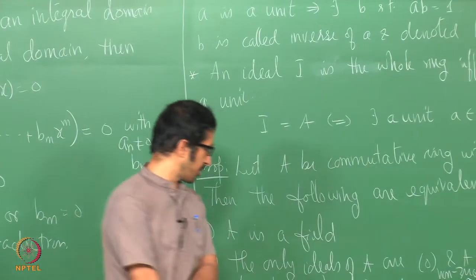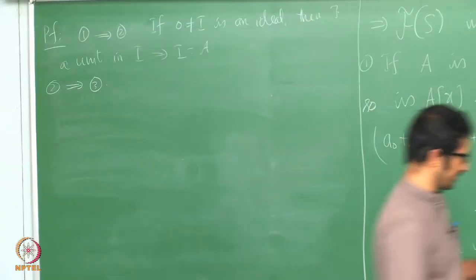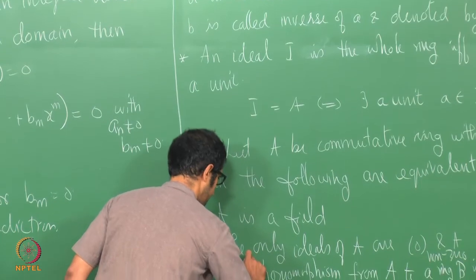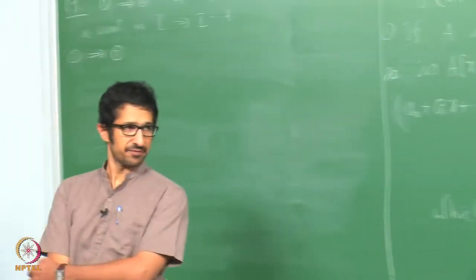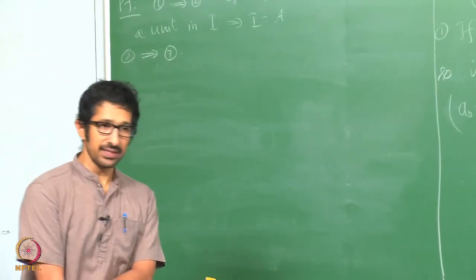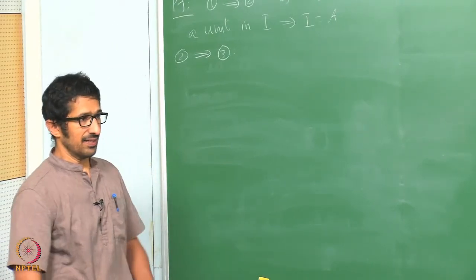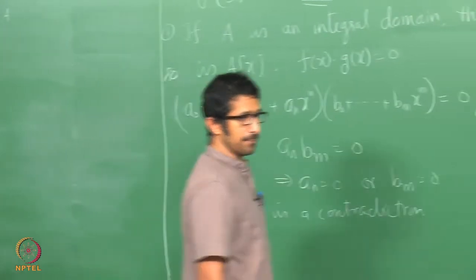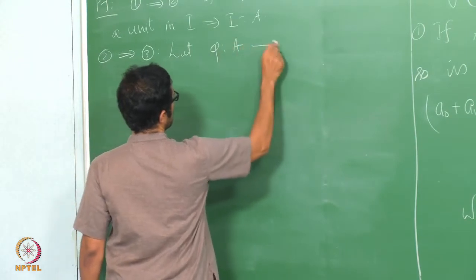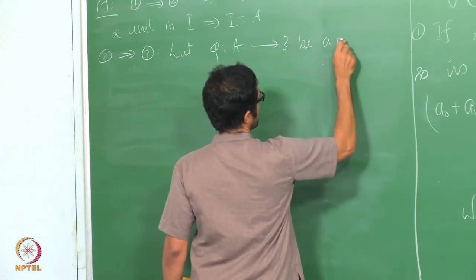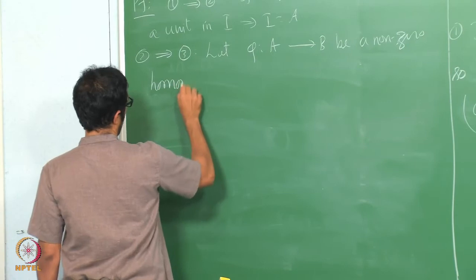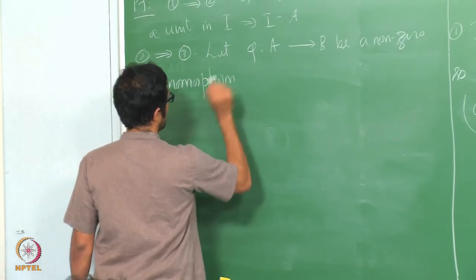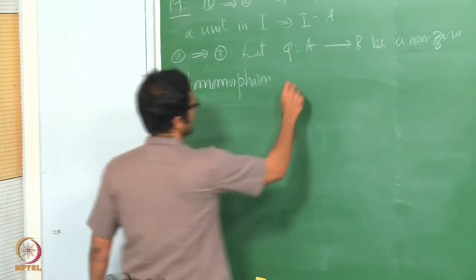You want to show that any non-zero homomorphism from A to a non-zero ring B is injective. Yeah, you look at the kernel of phi. Suppose phi from A to B is a non-zero homomorphism. Then the kernel of phi is an ideal of A.